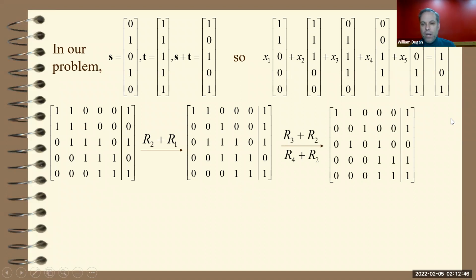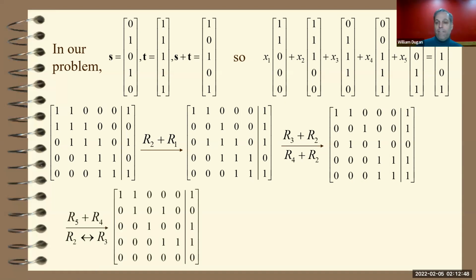Now, still, I'm not quite done. I'll take the 5th row and add to it the 4th row, because they're the same thing. When you add the 4th row to the 5th row, you introduce a row of zeros at the bottom. Finally, I'll swap the 2nd and the 3rd row so that I get something in at least row echelon form. From here, I could write down the corresponding system. There it is. And I could go through back substitution.